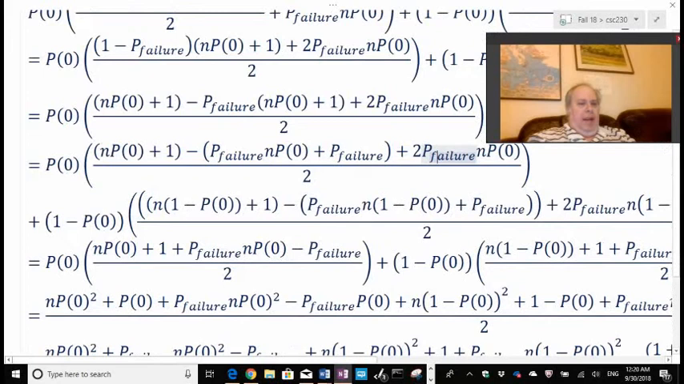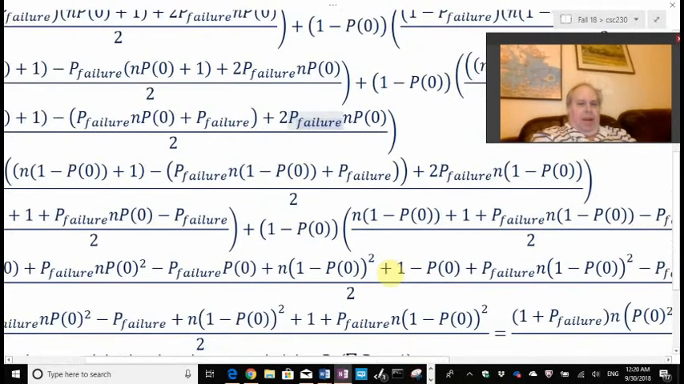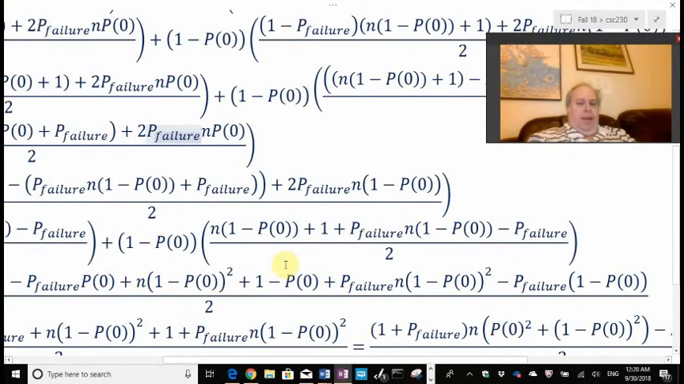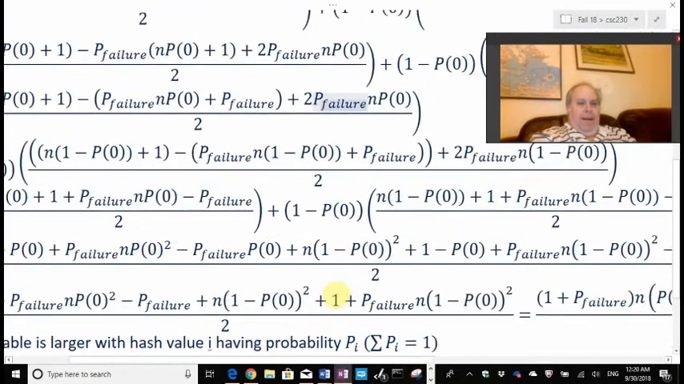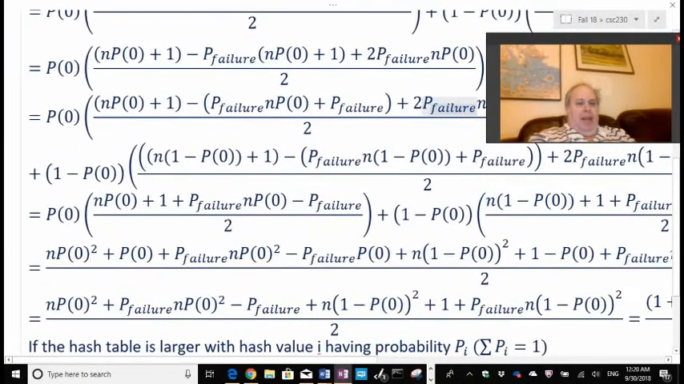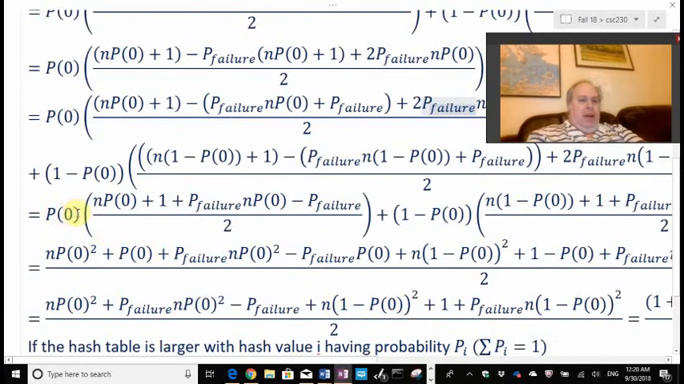I didn't do anything. I just did NP of 0 minus plus 1. I took out the parentheses because they're not doing anything for me. And this is the same thing, except this one I had the 2 P of failure n times 1 minus P of 0 minus 1 P of failure n times 1 minus, and everything else is still the same. Now, at this point, I distribute this guy, P of 0, and this guy, 1 minus P of 0, into these and make it one big fraction over 2.